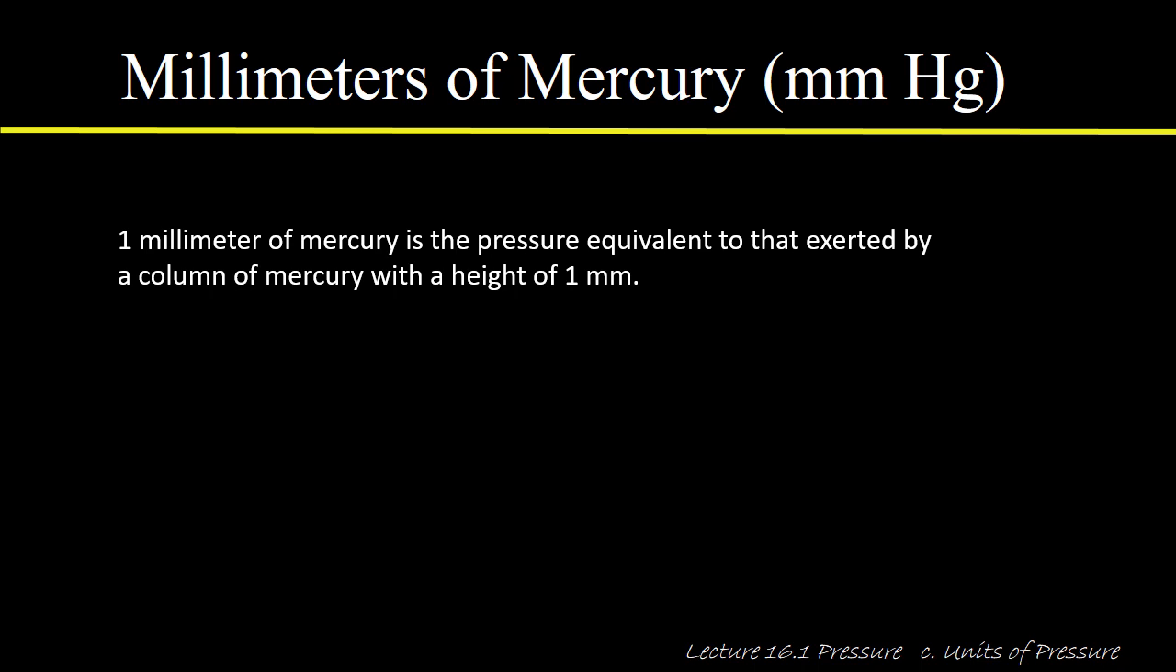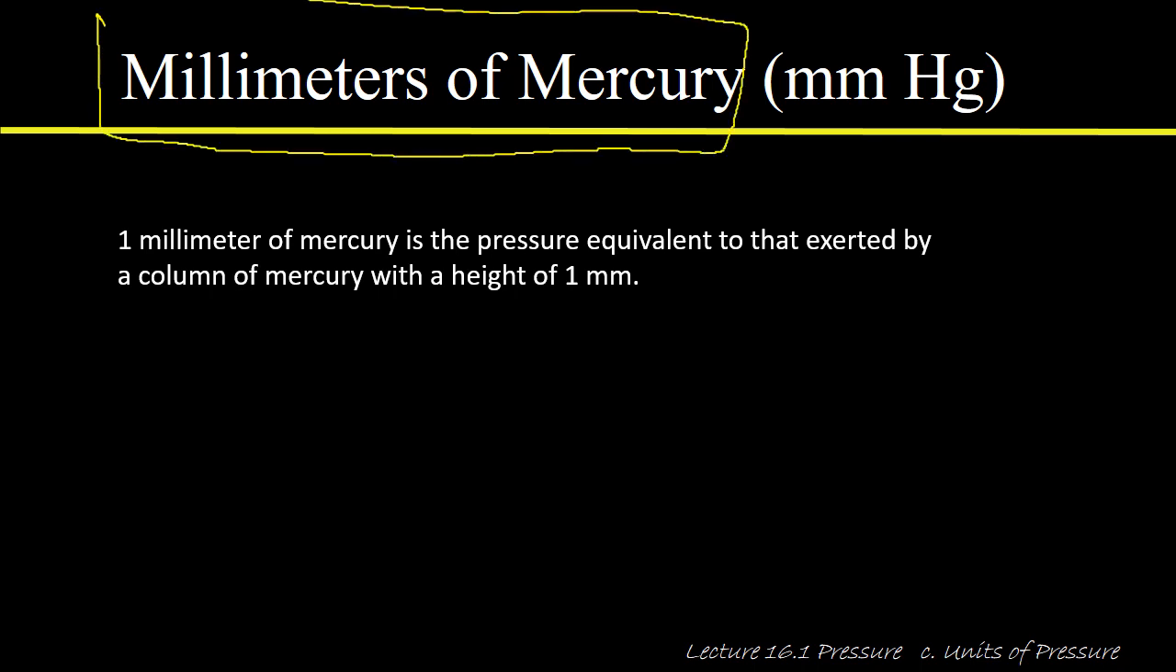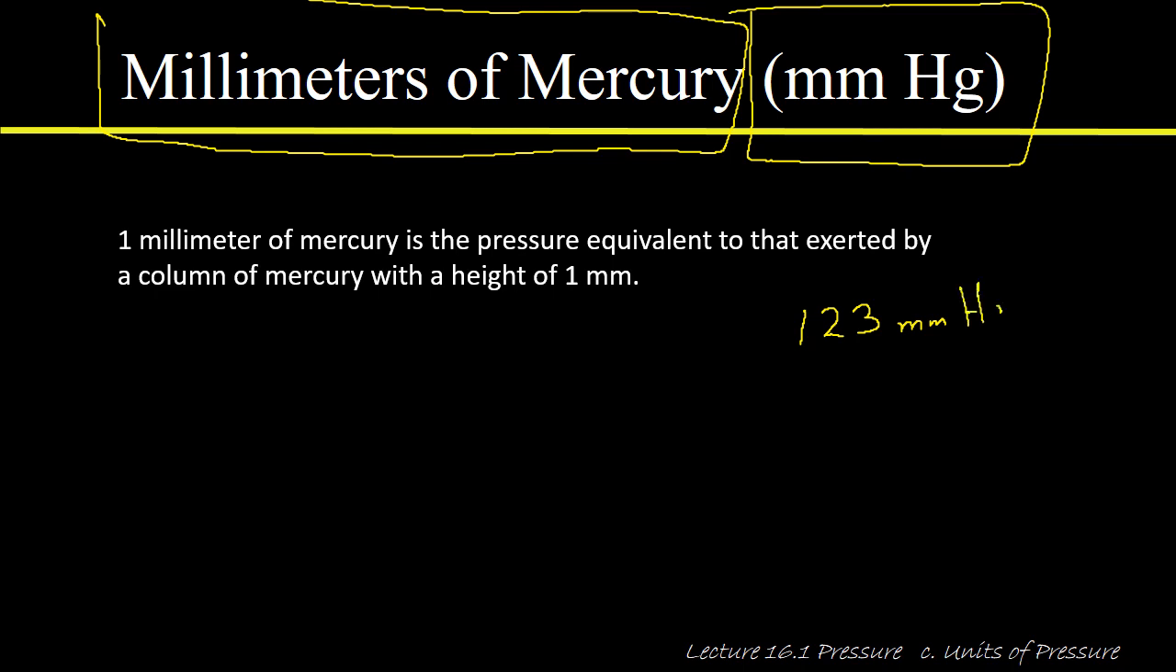I should mention also, I didn't mention this on the previous page, I ought to. In each of these slides, we have the name of the unit and then the abbreviation. So when you cite pressure in millimeters of mercury, you might say the pressure of something is 123 millimeters of mercury. That's how you'd write it.